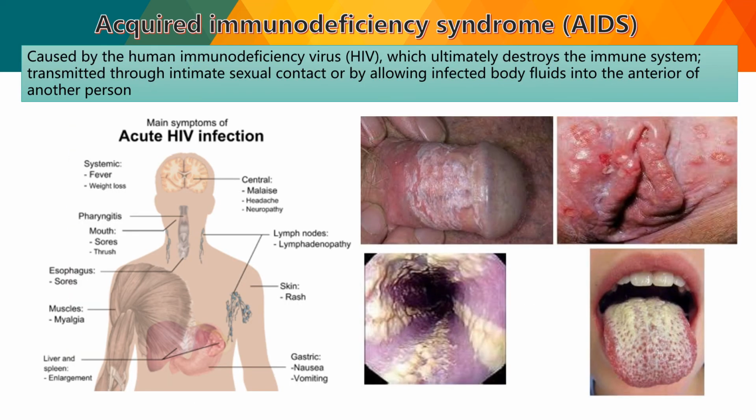And then next one would be acquired immunodeficiency syndrome or the AIDS. So this is caused by human immunodeficiency virus or HIV, which ultimately destroys the immune system. So transmitted through intimate sexual contact or by allowing infected body fluids into the body of another person. So these are the different manifestations of having acquired immunodeficiency syndrome or AIDS.